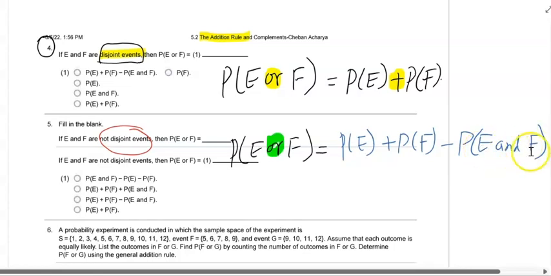Probability of E and F, you subtract that from the probability of E plus probability of F if they are not disjoint events. Therefore the formulas for disjoint events and not disjoint events are different.